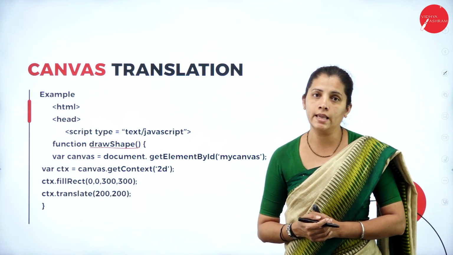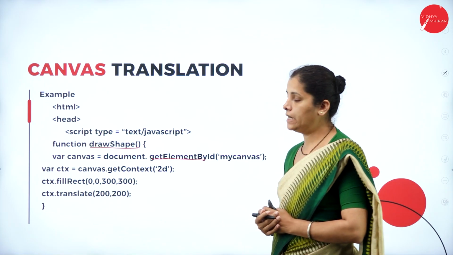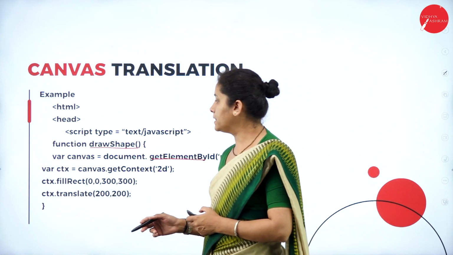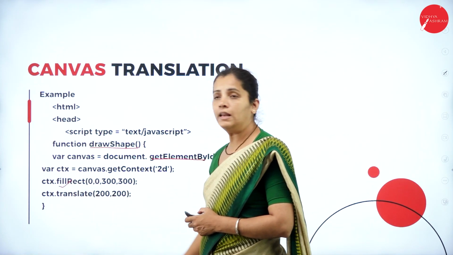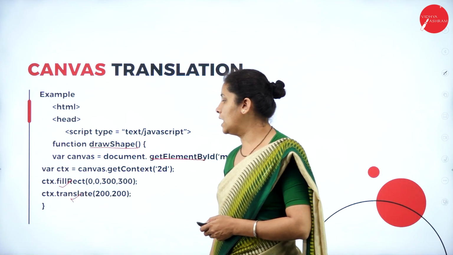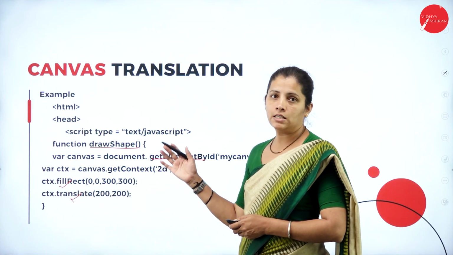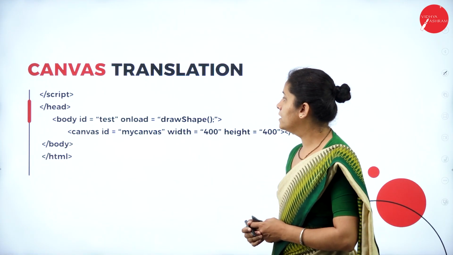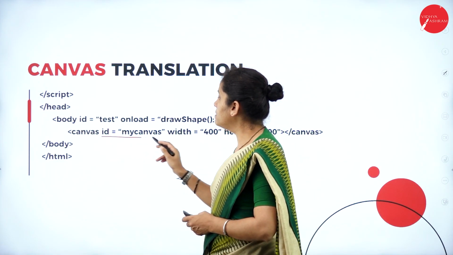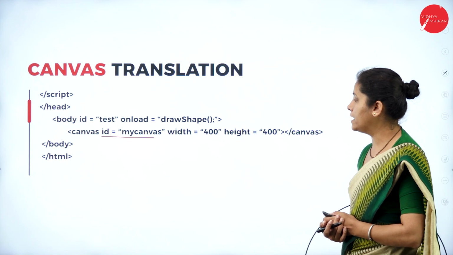How am I going to get the canvas ID? That is through getElementById. I have a method called fill rect. At the same time, I'm going to perform the translation. Now, what is my canvas ID? My canvas is nothing but the canvas ID.